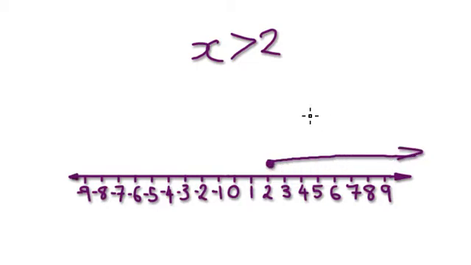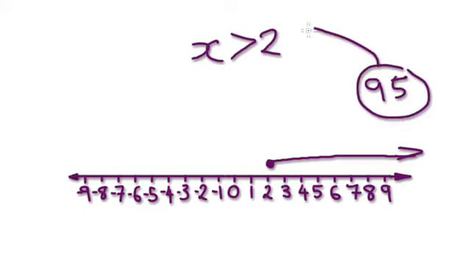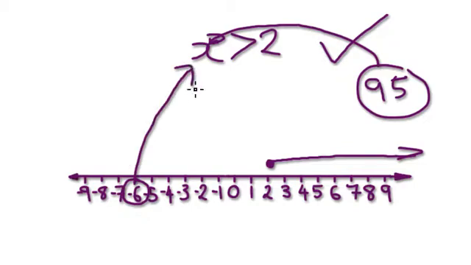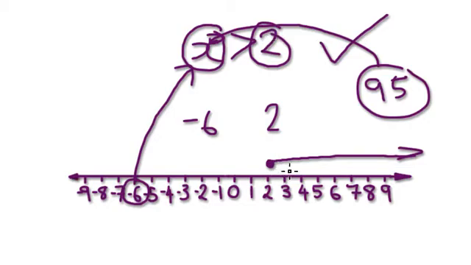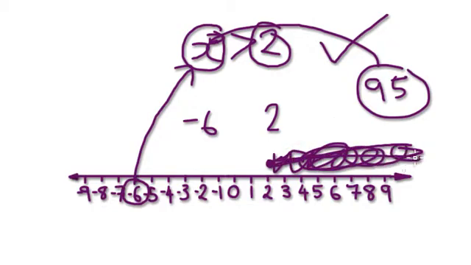So when you're given x is greater than 2, it basically means all these here. If you put 95 into x, then 95 is greater than 2. So that's good. If you put negative 6 into the x here, that's not true, because negative 6 is less than 2. When you're talking about x being greater than 2, you basically want all the numbers greater than 2. So you're talking about everything in this range here.